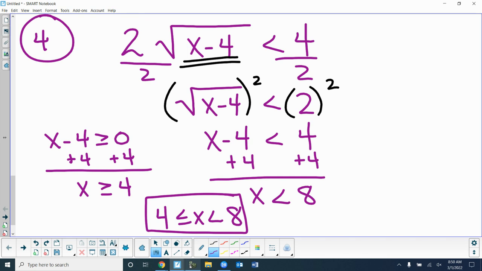All right. So if you don't do that last step I did, that's okay. If you just leave it as x is greater than or equal to 4 and x is less than 8, that's okay. But if you want to write that inequality I wrote, just make sure you have your arrow pointing towards the 4, right?